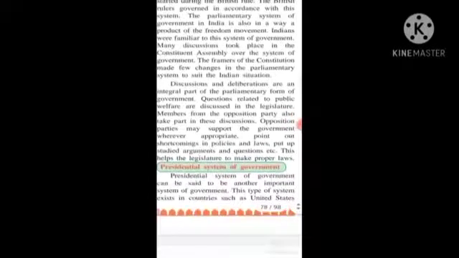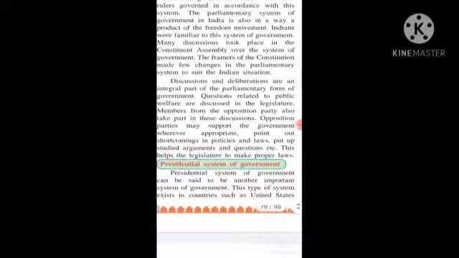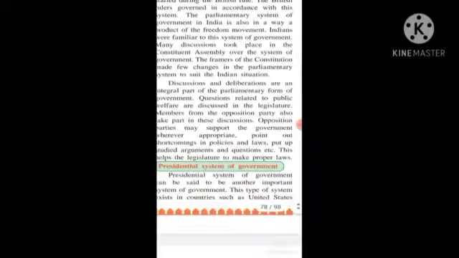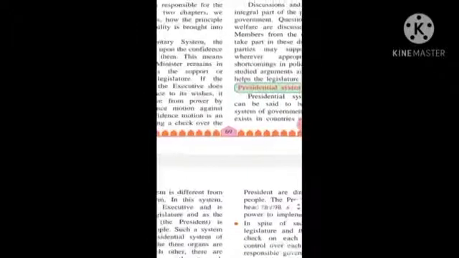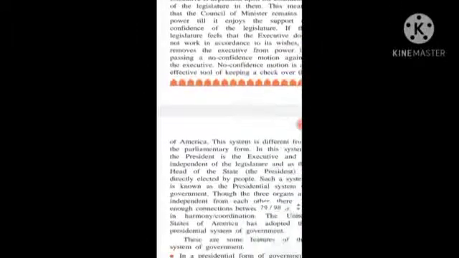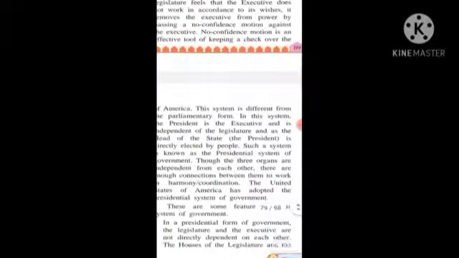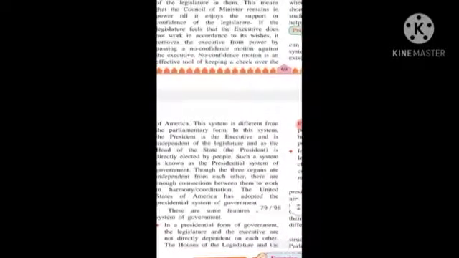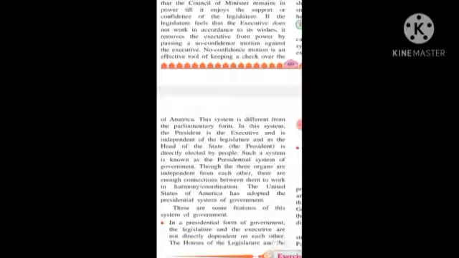Now again, the presidential system of government. The presidential system of government can be said to be another important system of government. This type of system exists in countries such as the United States of America. This system is different from the parliamentary form. In this system, the president is the executive, is independent of the legislature, and is the head of the state. Means the president is free from Parliament and he is the head of the state.